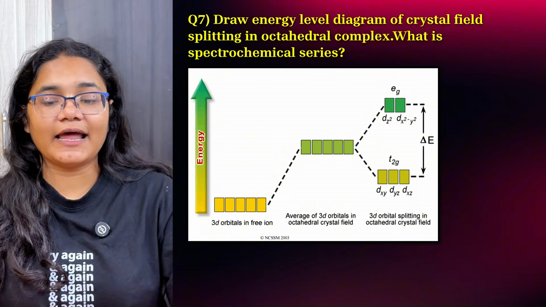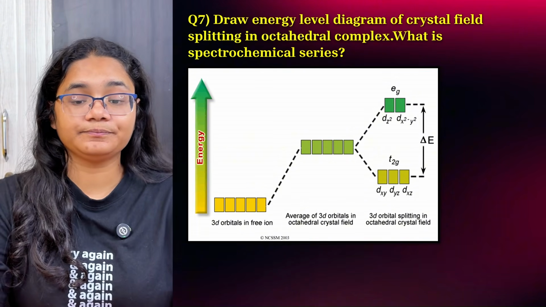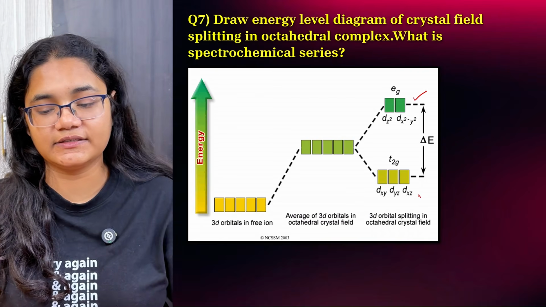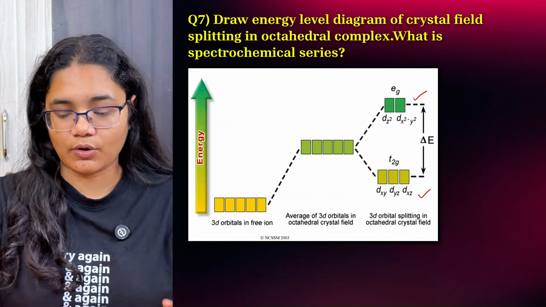Next is the diagram for d orbital splitting for octahedral. So eg has 2 orbitals, and t2g goes down, which has 3 orbitals.